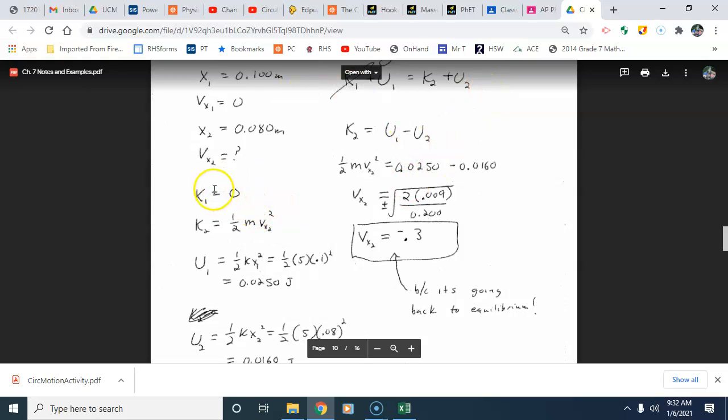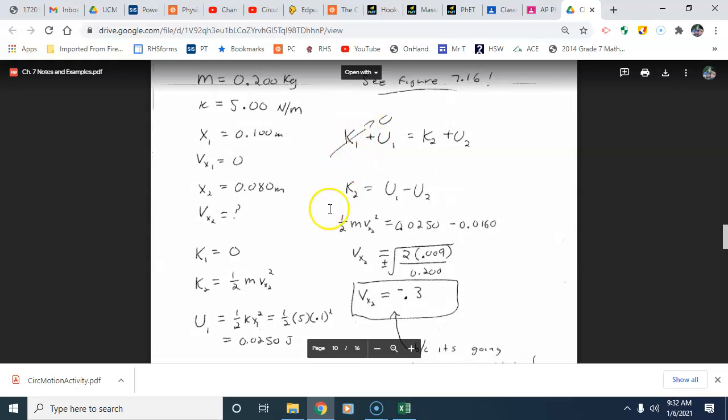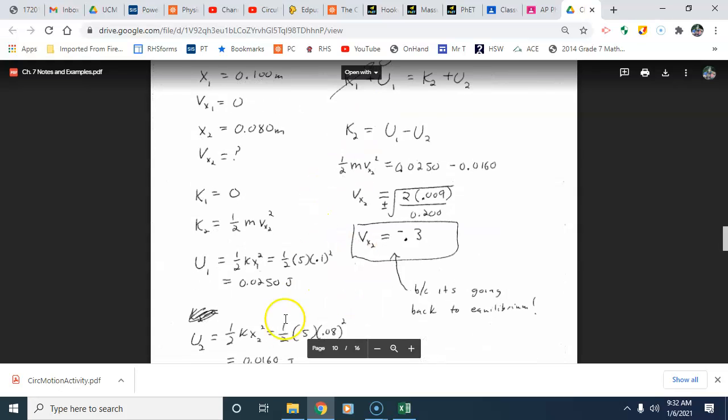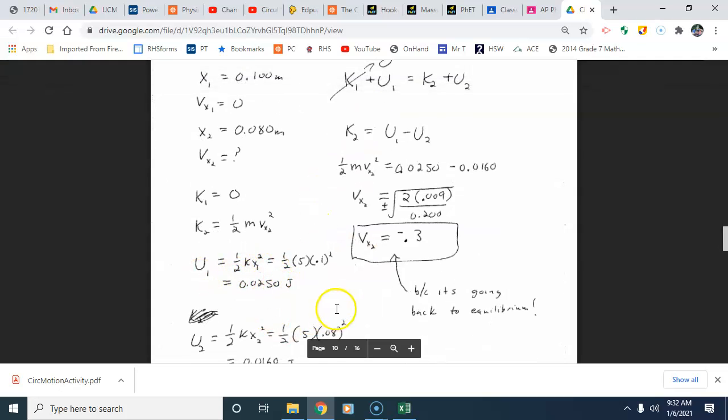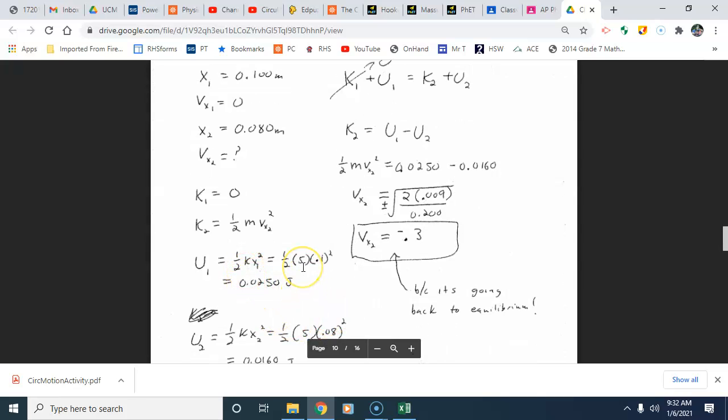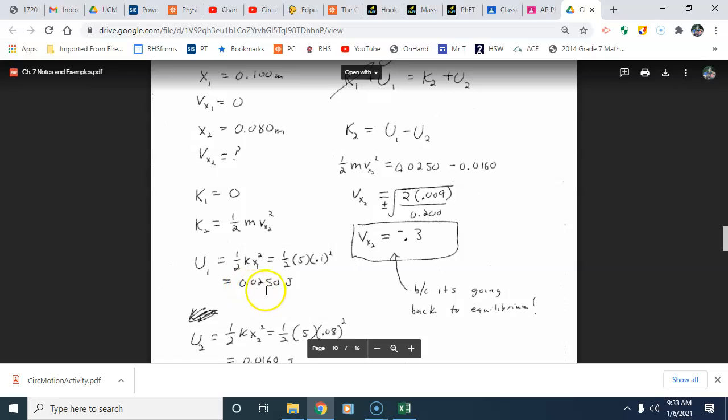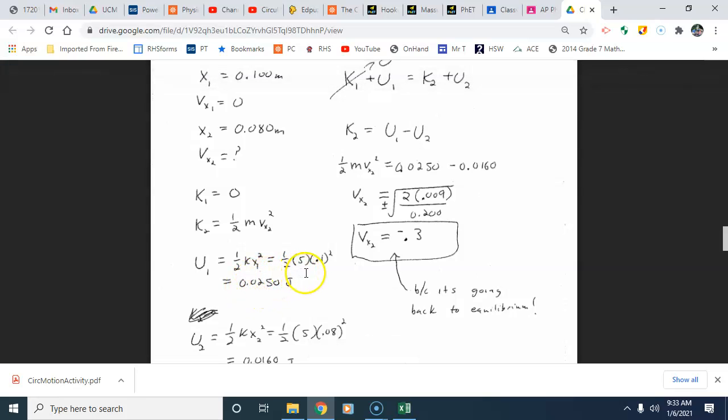Since we released from rest, there's no initial kinetic energy, right? K1 is 0. Potential 1 right here is 1/2 times the spring constant 5 that was given times position x1, which was 0.1, squared. So that means, to begin with, all our energy is in this form, which is 0.025 joules of energy. That means anywhere later in time, since that is the total because there was no kinetic, all energies have to add up to that.